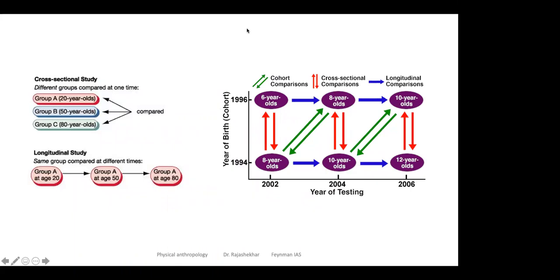In the right side graph, tell me what is the cross-sectional study: year 2002, 2004, 2006. They're talking about three different years and years of birth, 1994, 1996. Let's say 8-year-old, 6-year-old, you are comparing at the same time point. In 2002, you checked how protein is supporting the growth in a 6-year-old and 8-year-old. This is a cross-sectional study. The one shown in the red arrows here is a cross-sectional study. How is it different?